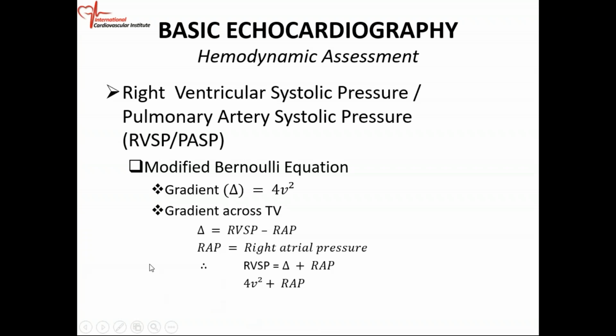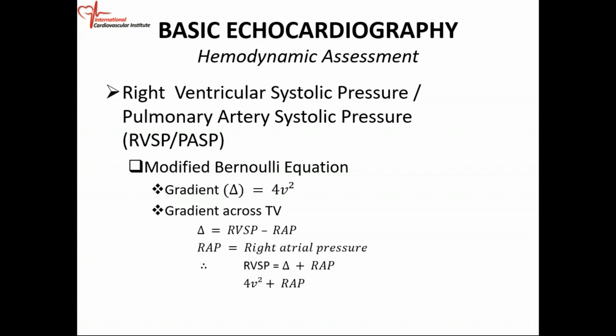Okay, so again, we call this simplified formula the modified Bernoulli equation, which states that gradient is equal to 4V squared, where V is the velocity. If you look at tricuspid regurgitation, try to understand that when we say you have tricuspid regurgitation, you have blood flowing in the opposite direction across the tricuspid valve. That is, in systole, blood is going to flow from the right ventricle across the tricuspid valve into the right atrium. That is what we call tricuspid regurgitation.